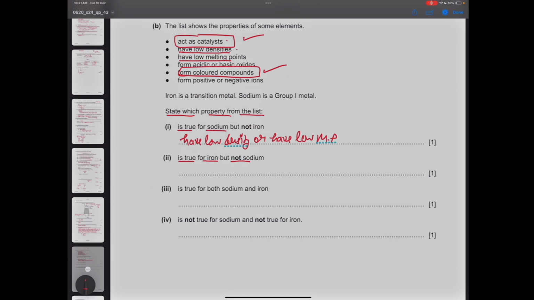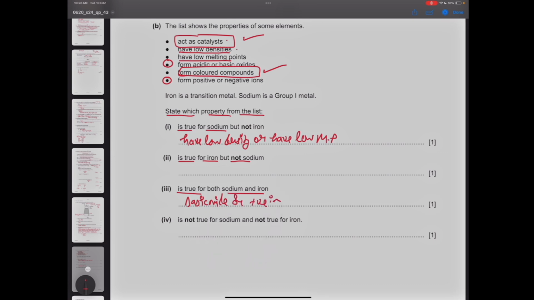Is true for sodium and iron. Now we have to pick a common property which metals share. And we know that metals form basic oxides. Right? Metals form basic oxides and they form positive ions. So you can pick this one or this one. And do not mention acidic oxide, mention basic oxide. They form basic oxides, or you can say they form positive ions.